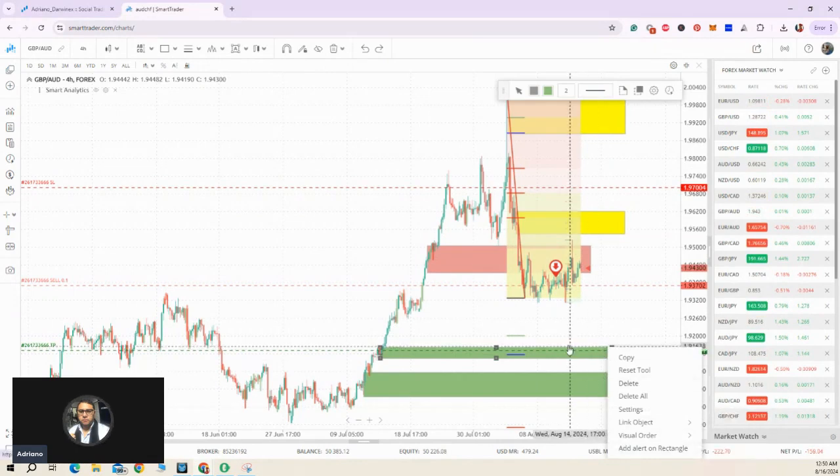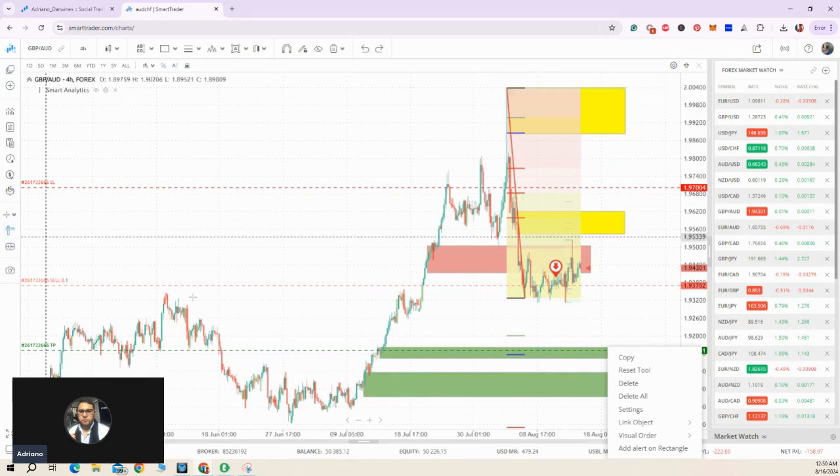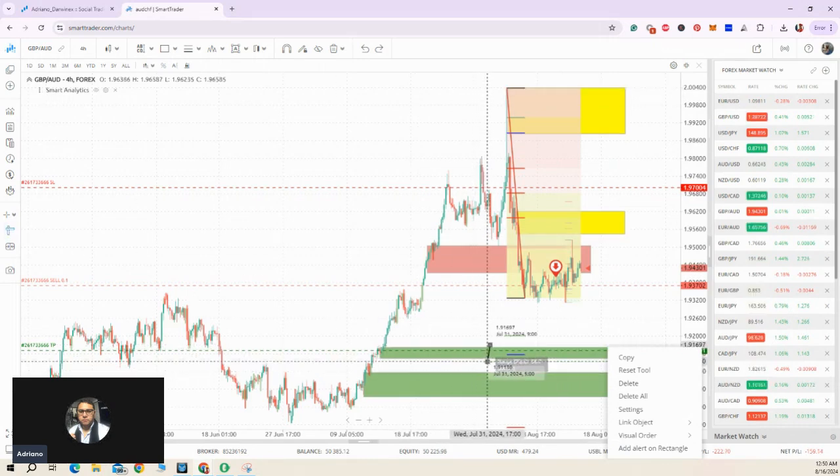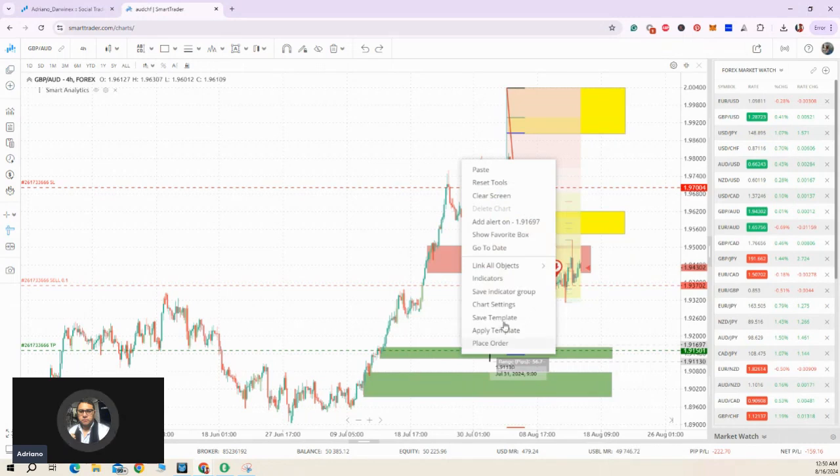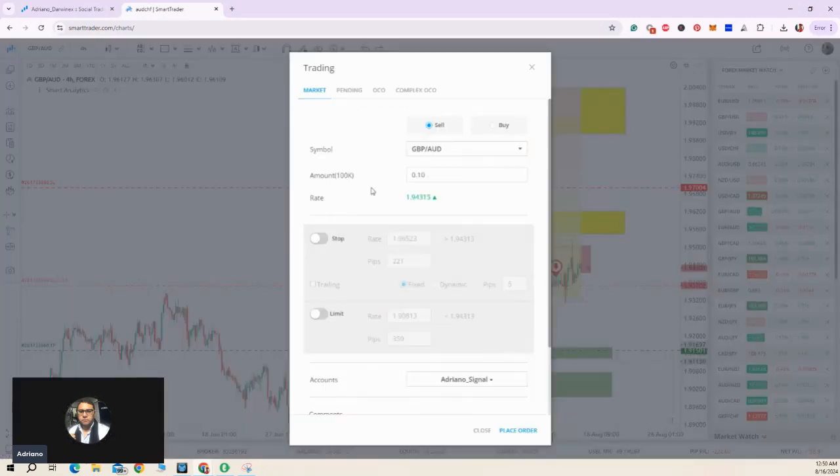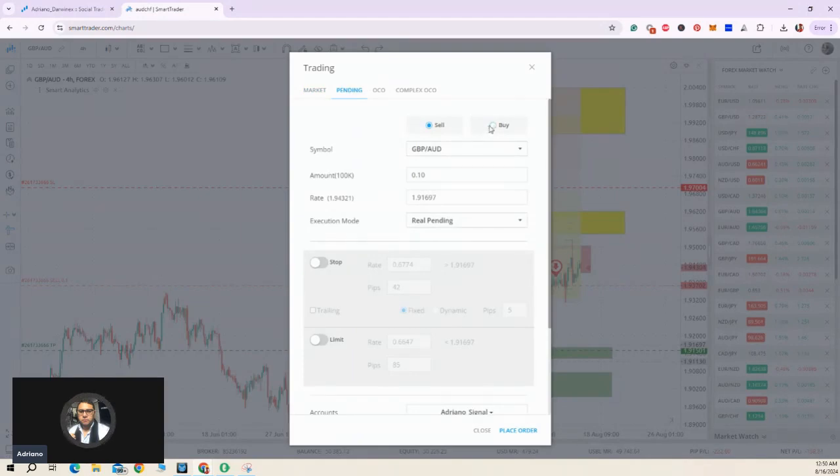Let's put a pending order here. First, let me see the risk. So the risk, it's 56 pips. So let's put this trade. We're gonna do buy, 56 stop loss. Let's put 100 pips take profit. Check out the trailing stop. It's gonna be a buy limit.